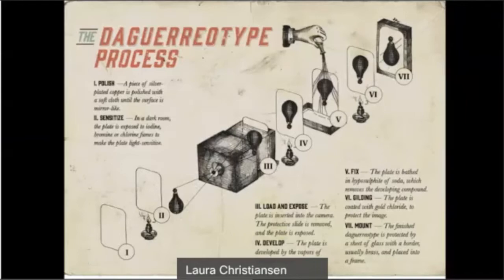You can't see it until you add the developer, which is heated vapors of mercury, which seems kind of dangerous if you ask me. And then the plate is bathed in hyposulfate of soda, which removes the developer, hopefully, although sometimes you see examples where it didn't quite get removed, and then it is put into this wonderful gold chloride and then mounted behind glass. So that is a very elaborate process.